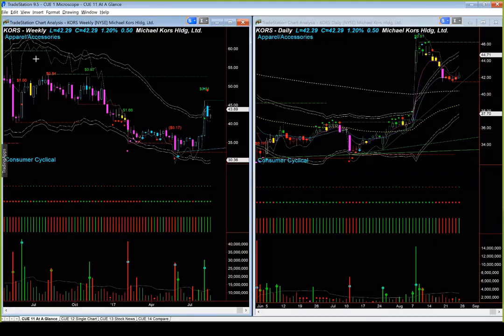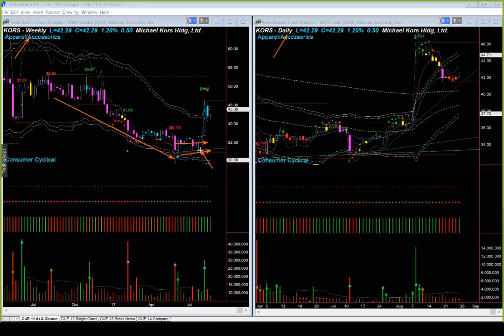We are looking at CORS using the weekly backdrop chart on the left-hand side and the daily chart on the right-hand side. We see in the weekly chart, it was going down for a long time, then moved sideways, with a somewhat higher high. And on this candle, it had a very strongly bullish move upward. Earnings was in this week, there was a very big gap up after earnings.